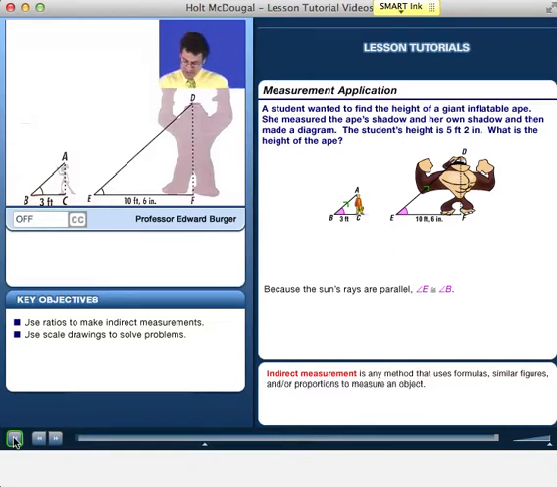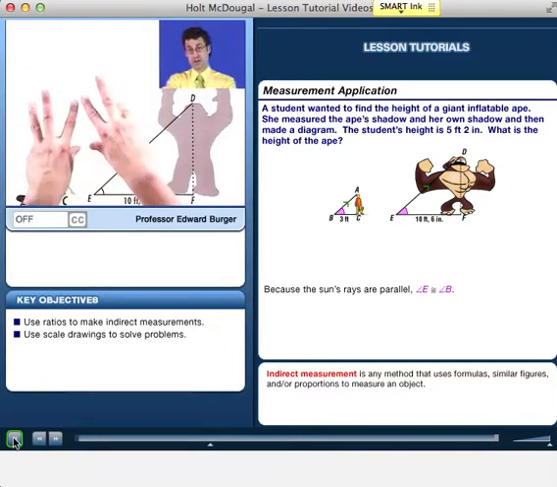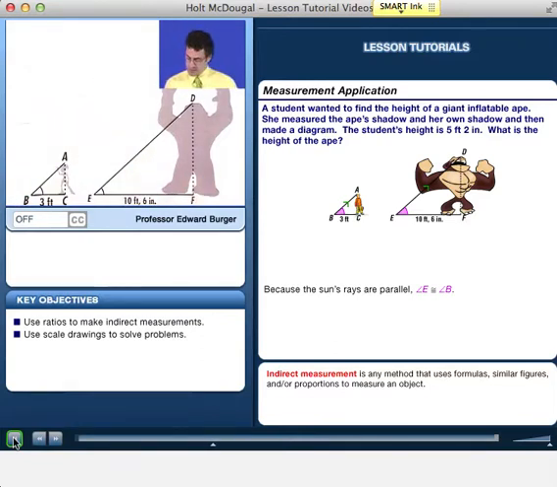Now, it's easy to measure the length of the shadow because the student has to measure along the ground. It's climbing up the inflatable ape that you want to try to avoid. So here she measured 10 feet 6 inches, and her own shadow she could measure, or have a friend measure, to be 3 feet. Her height we know is given to be 5 feet 2 inches, and so the question is, can we use all this information to find this mysterious height? The answer is yes, because we have similar triangles.